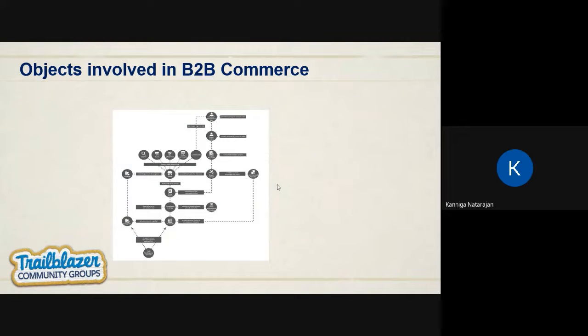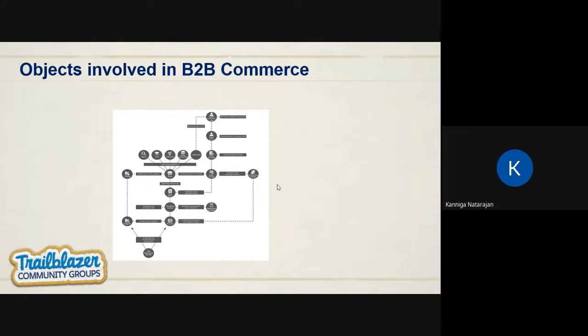Here we are seeing the objects involved in B2B. Everything is an object in Salesforce, and like that, in B2B also we have many objects. Here I listed the main objects involved in B2B. The first and foremost object in B2B is the store. As the first step, we need to create a store. That store will be connected to one catalog, buyer group and price book.